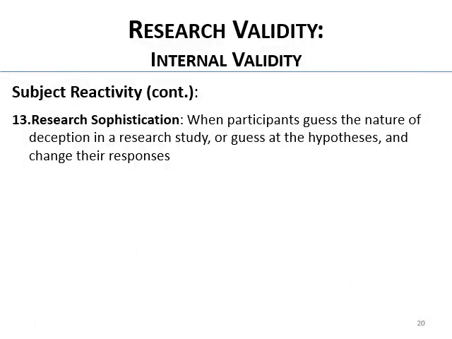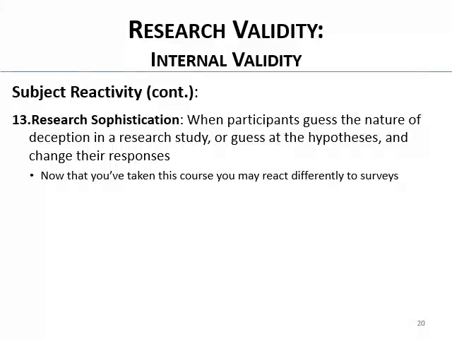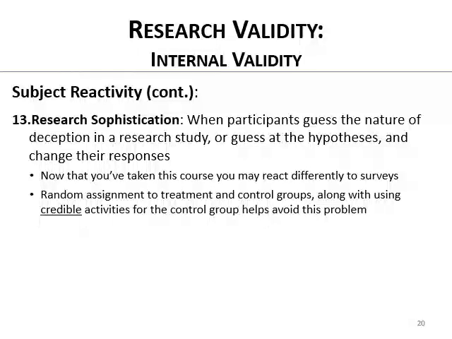So research sophistication occurs when participants try to guess the nature of any sort of deception, or they guess that deception is being used in a study, or they guess at what the hypotheses are. But the problem is they may change their responses as a result of that. So now that you have taken this course, for example, you may react differently when you're taking surveys out there in the real world. The way you deal with this is through random assignment to treatment and control groups. And then importantly, you want to use credible activities for control groups, because then folks are less likely to guess that there's deception or some real treatment going on, and it helps you avoid this problem.